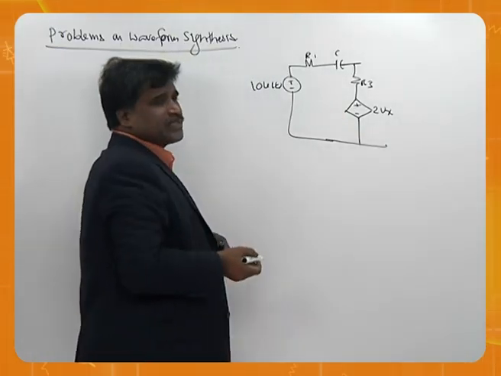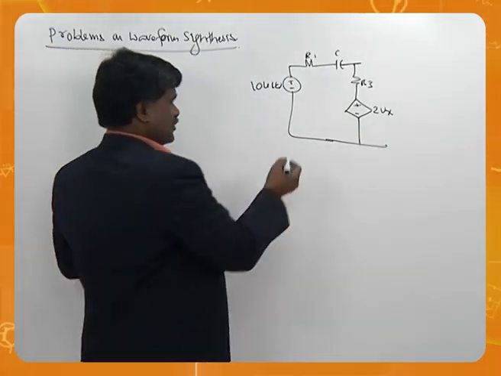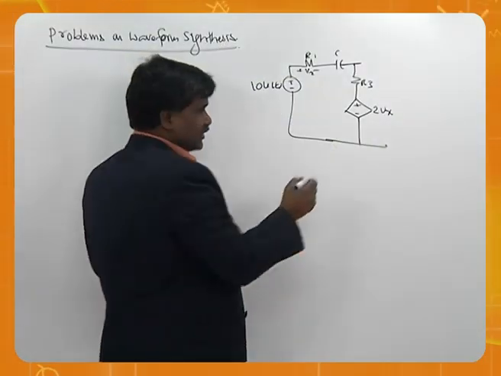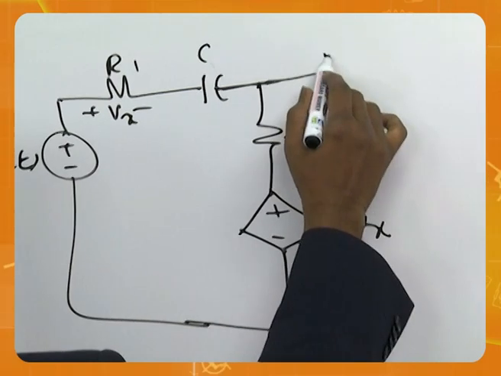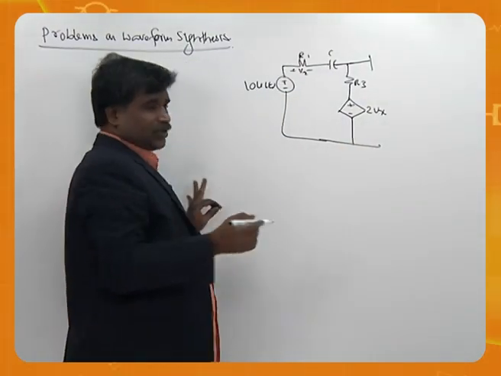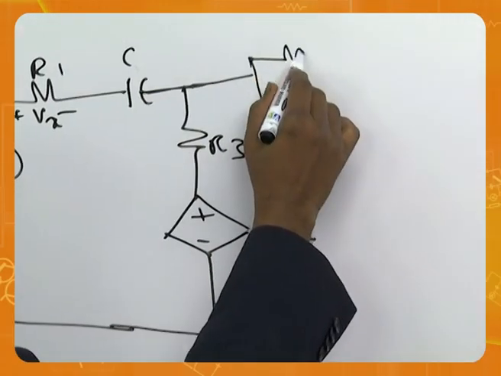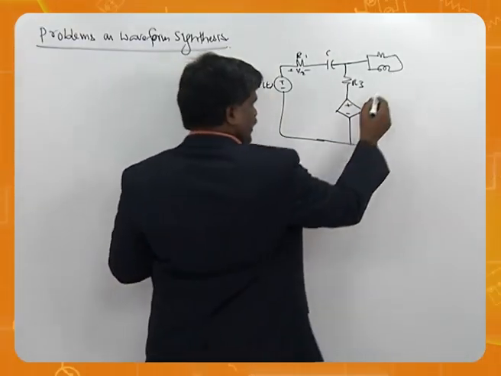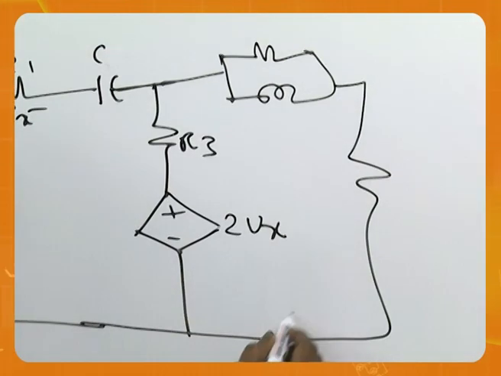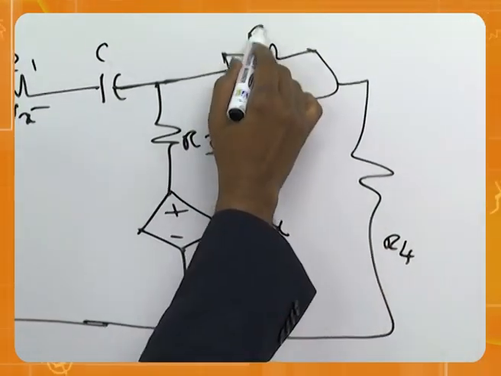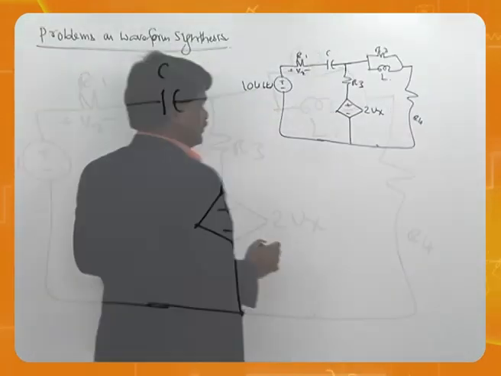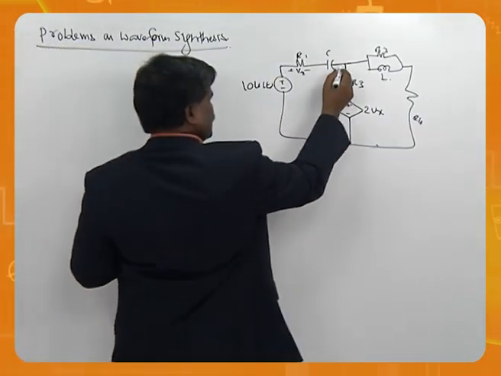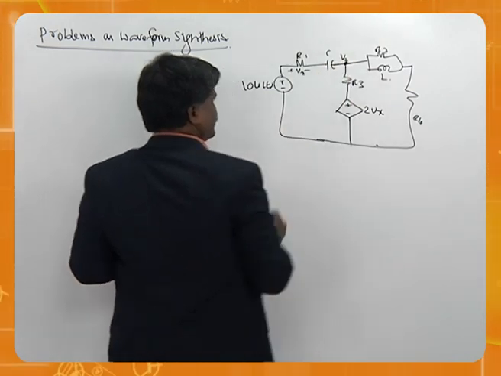Whenever we say Vx, we should ask where it is depending on. So this is depending on Vx here. Then you have a parallel combination, in which he gave R, L. Then finally he gave resistor R4, R3, L. This is the circuit given. Then call this as V2.